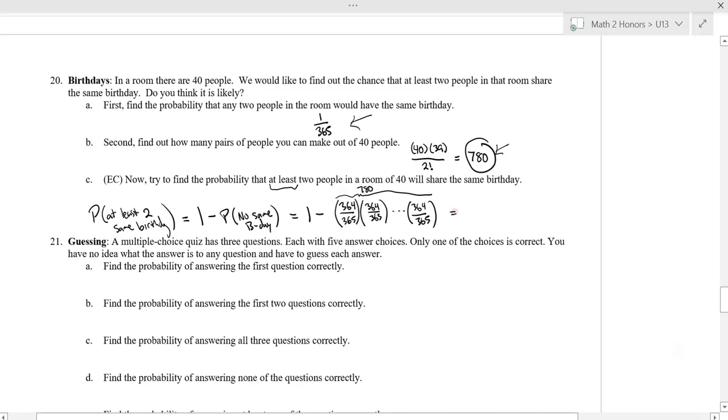So in my calculator, I'm going to type in 1 minus 364 out of 365, and I'm going to raise not the 1, but the 364 out of 365, to the 780 power. And whatever I get, I'm going to subtract that from 1, and that will give me the probability of at least two people having the same birthday. Alright, so I turn to my calculator, crunch the numbers, and we end up with 0.8823.